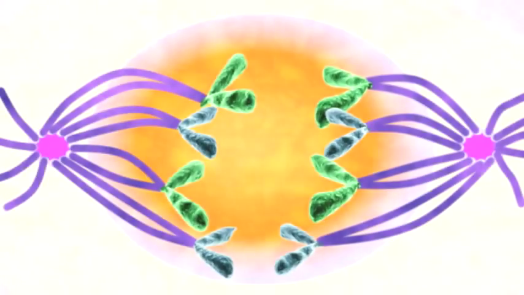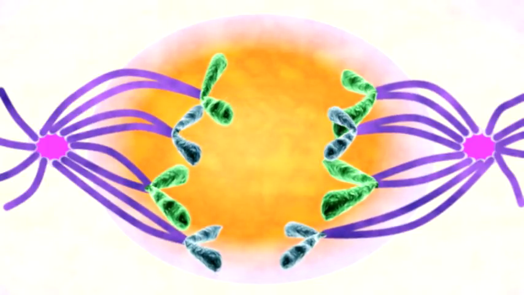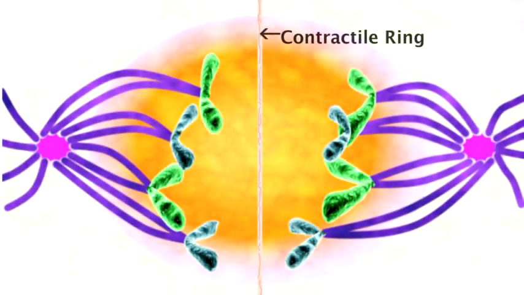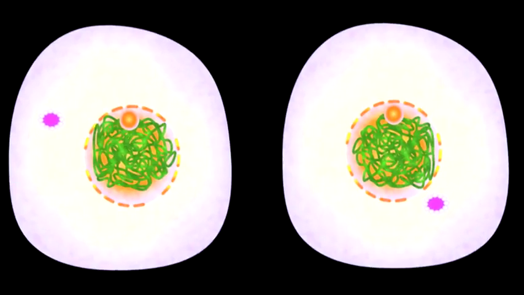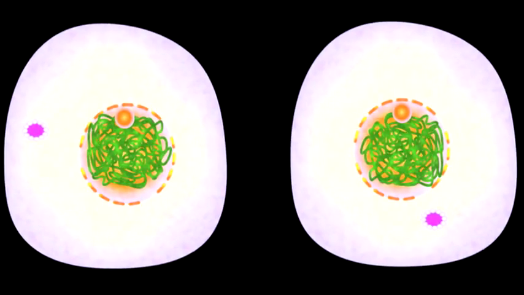Cytokinesis, the division of the cytoplasm, begins in early anaphase with the formation of a contractile ring. During telophase, the contractile ring squeezes down and creates a cleavage furrow, which causes the cytoplasm to divide, forming two new daughter cells that are genetically identical to the original parent cell, thus completing the process of cellular reproduction.